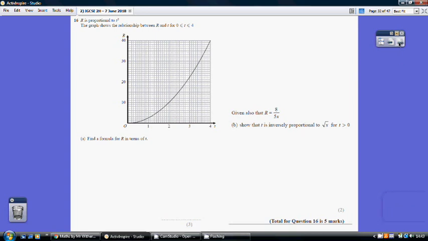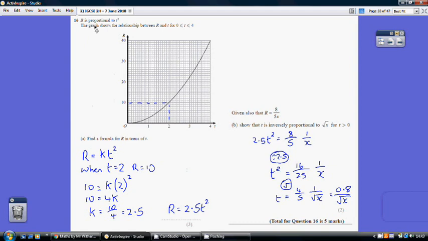Question 16, part A. So r is proportional to t squared. So my starting point is the provisional formula r equals kt squared. Now I need to take a reading for r and t to allow me to work out the constant k. Now I've taken this reading here, so I know when t is 2, r is 10. So substituting t being 2 and r being 10 into my provisional formula, I get 10 equaling k times 2 squared. So 10 equals 4k. Dividing both sides by 4, I get k equaling 2.5. So my final formula is r equaling 2.5 lots of t squared.